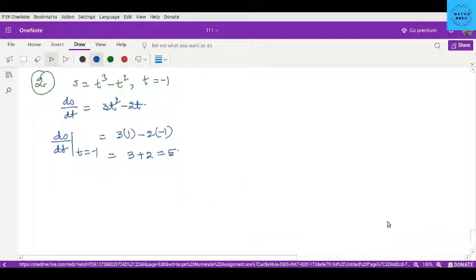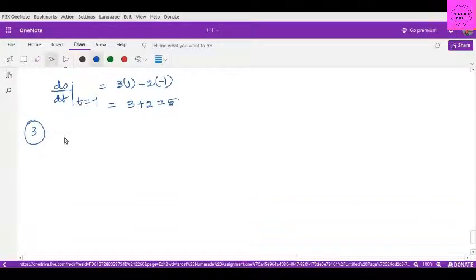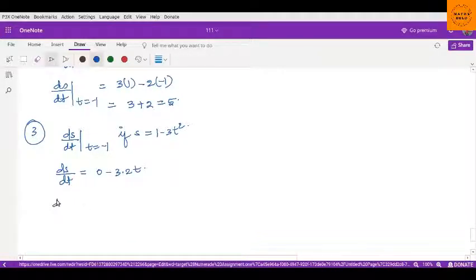We have the last problem of this lecture. This is written as ds upon dt at t equal minus 1 if s is equal to 1 minus 3t square. So we have ds upon dt equal 0 minus 3 into 2t. So we have ds upon dt at t equal minus 1, and it is equal to minus 6 into minus 1, and that is equal to 6.